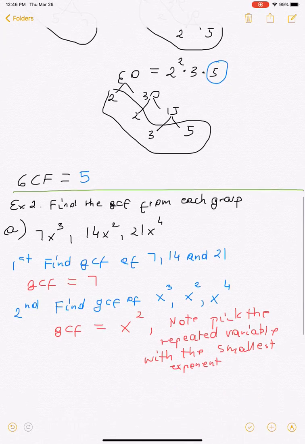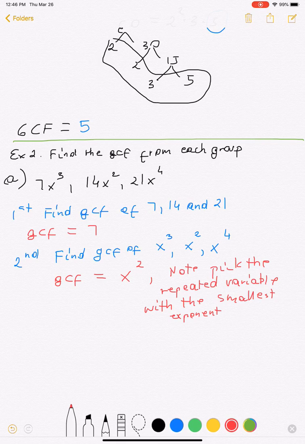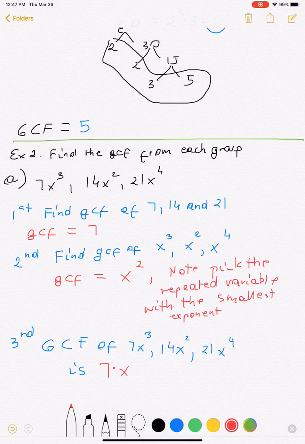Okay, so third, you're going to combine all of them together. Greatest common factor of 7x cubed, 14x squared, 21x to the 4th power is 7, because that's what we have for integers, and times x squared, because that's what we got from variables.